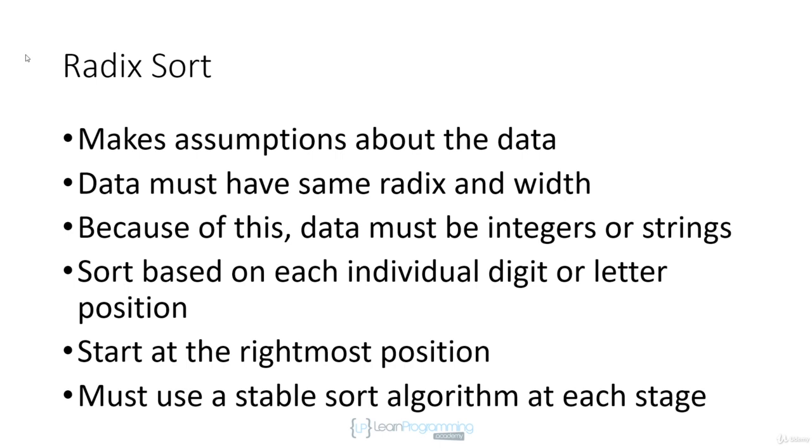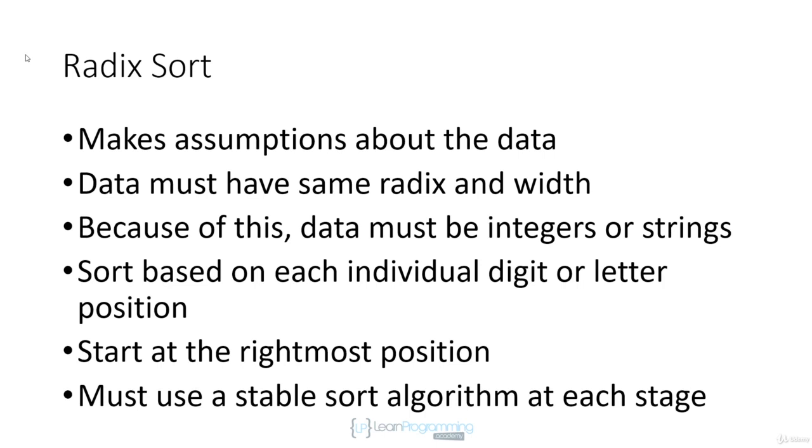And so the radix sort assumes that all the values have the same radix and the same width. That means we can use the radix sort to sort integers and strings. The decimal point isn't a digit, and so floating point numbers can't be sorted using radix sort. So how does it work? Well, we sort based on each individual digit or letter position. And you'll see what I mean when we go through the algorithm on the slides.